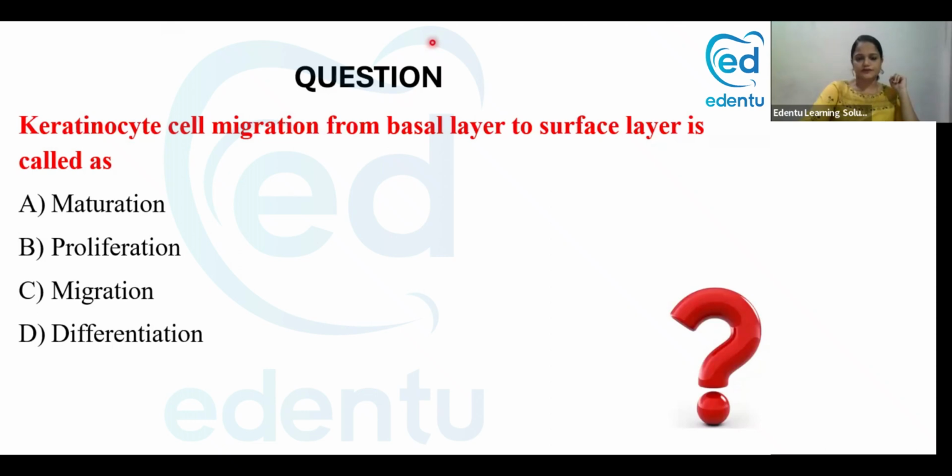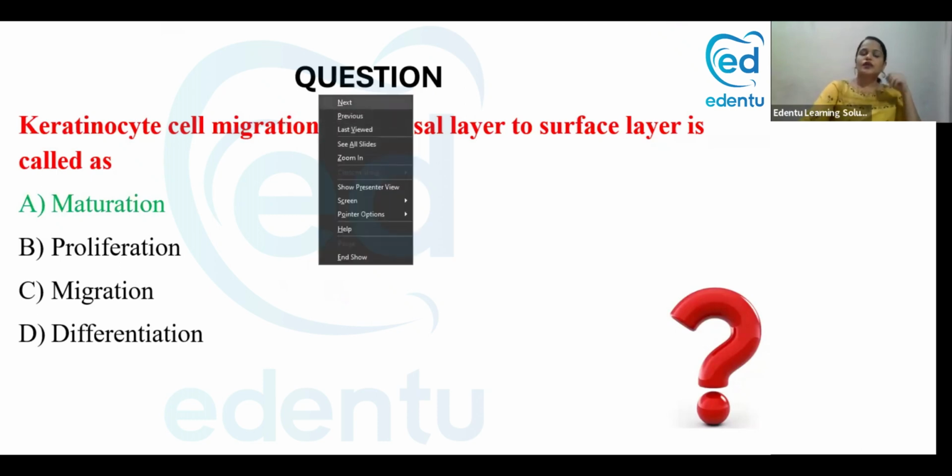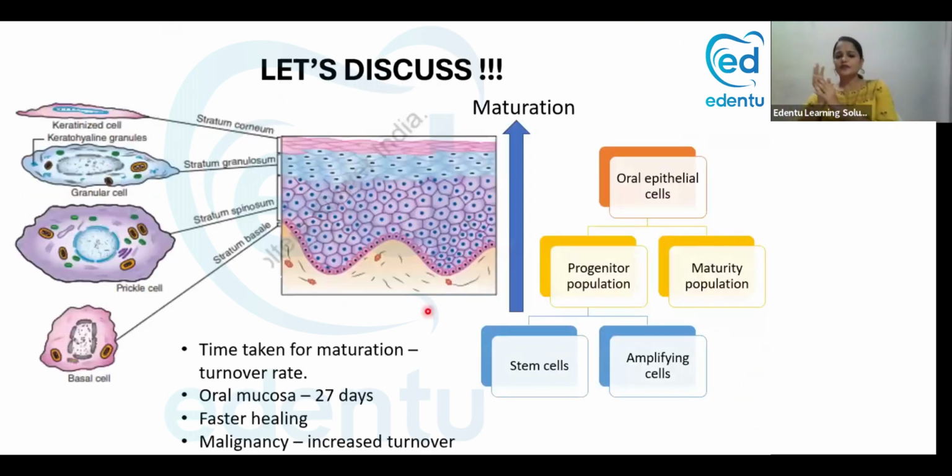Okay, that's okay. I will explain it to you. It is actually called maturation. Like I told previously, there are 4 layers in a keratinized epithelium. You will have the basal, spinosum, granulosum, and the cornea.